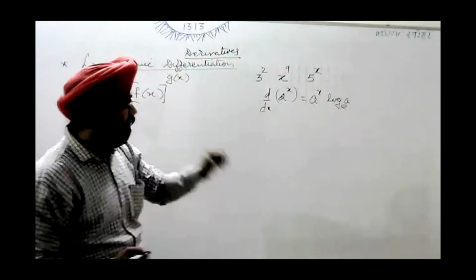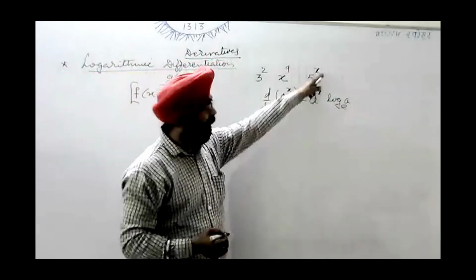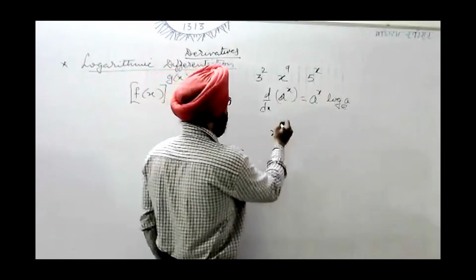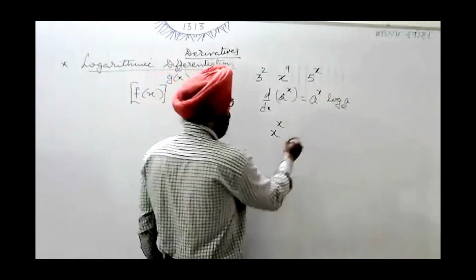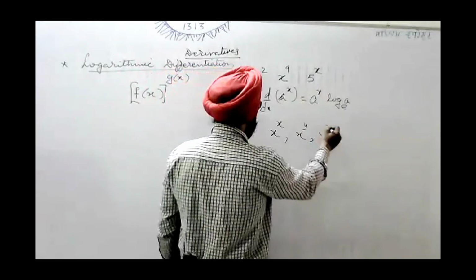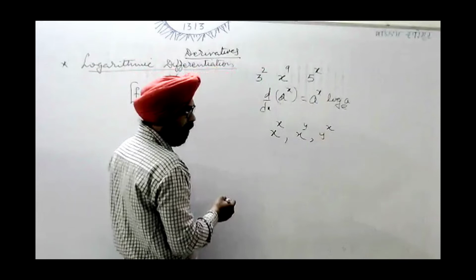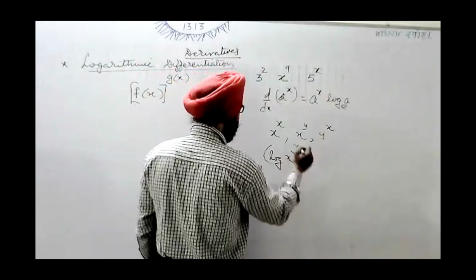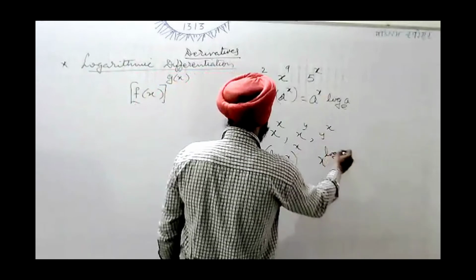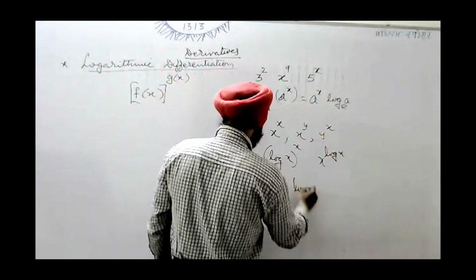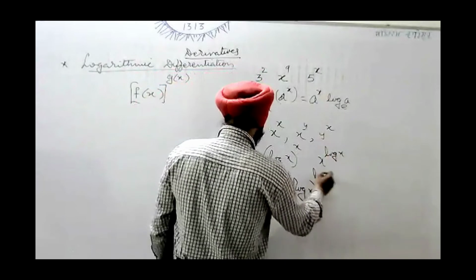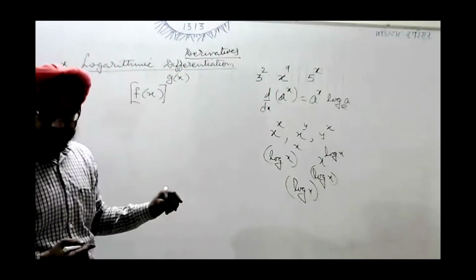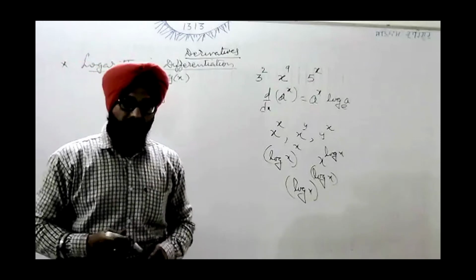Now we are left with such a case where base and power both are variables. These examples are x to the power x, x to the power y, y to the power x, or log x raised to the power x, x to the power log x, maybe log x raised to the power log x. These are the examples where we need a log. Yes, we need to take a log. But how do we use that?